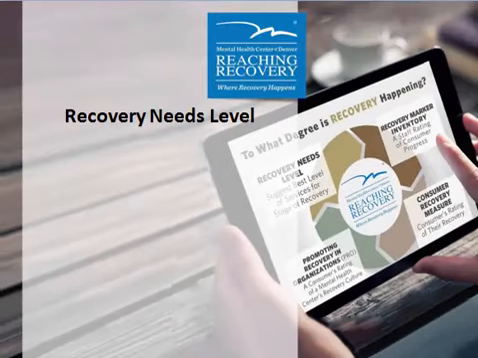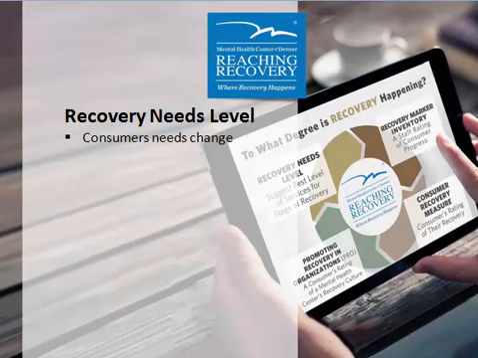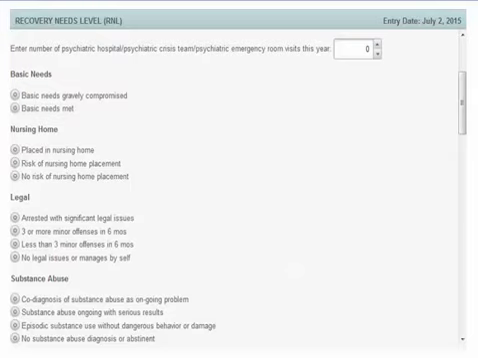The first instrument is called the recovery needs level. The most basic assumption here being that consumers' needs change over time. This instrument assigns the right level of service intensity for each consumer at the right time.